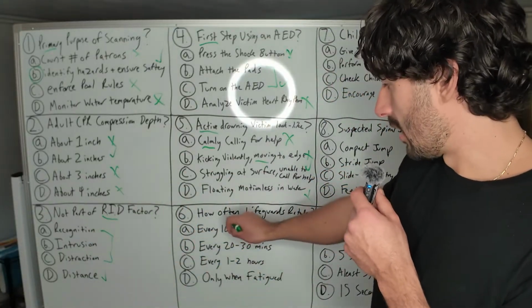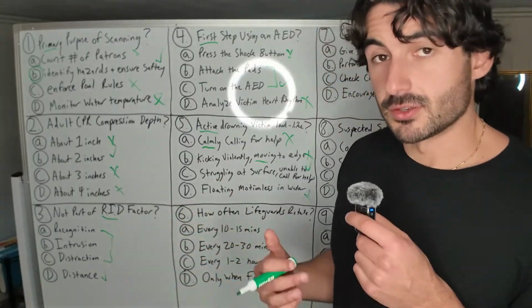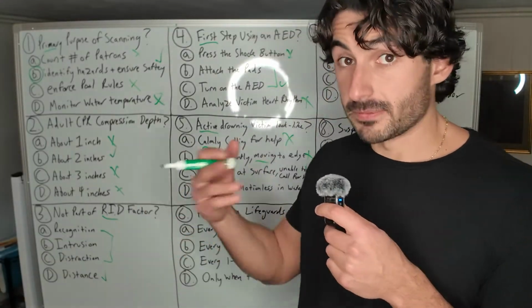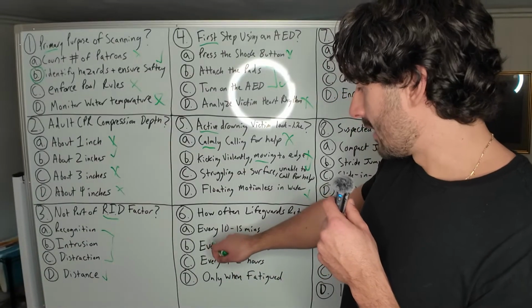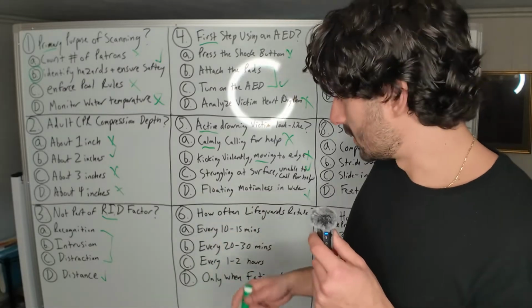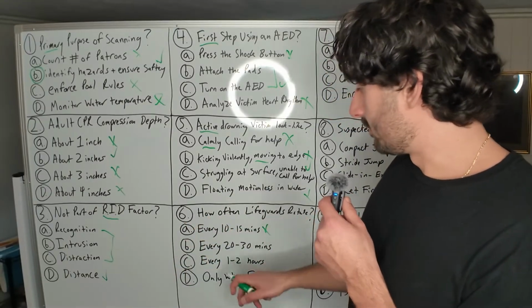Six, how often should lifeguards rotate on average, like recommended? These are talking about shift rotations. Is it an hour? Is it 20 minutes? Is it 10 minutes? How often should you rotate shifts in guard towers? A, every 10 to 15 minutes. I mean, you could. It's a quick rotation. Some places that have a lot of lifeguards could do that, but I would eliminate that.